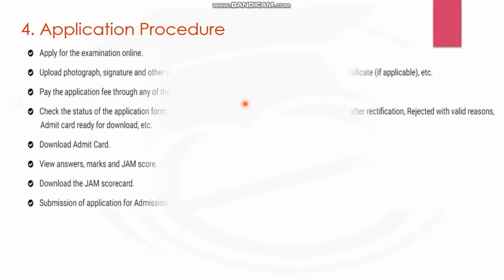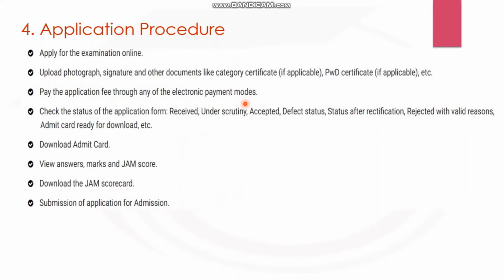Then the application procedure: we can apply online, and we have to create one profile using one email ID, and you will get one username and password. Through that you can log into your profile and upload your photograph, signature and other documents. Then you can pay the application fee, and after that you have to check the profile thoroughly. You will get an idea whether your application is accepted or rejected, or has some defect. If some defect is there, they will mention that too. According to that, you can make your status received and perfect. You can download your admit card through your profile, and you can write the exam.